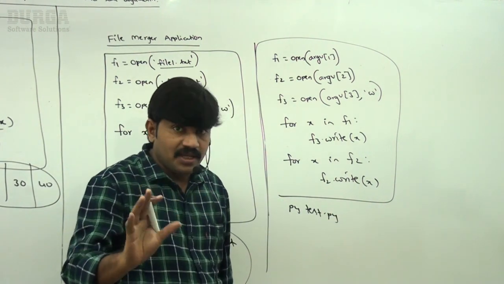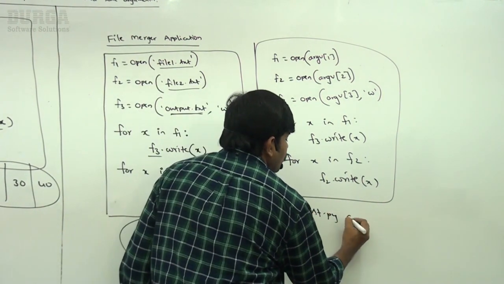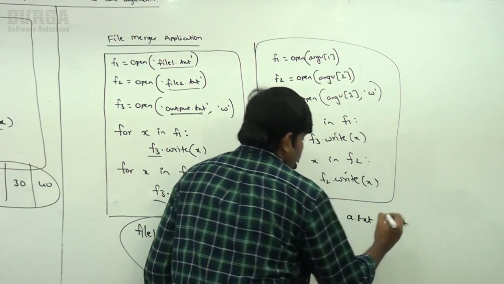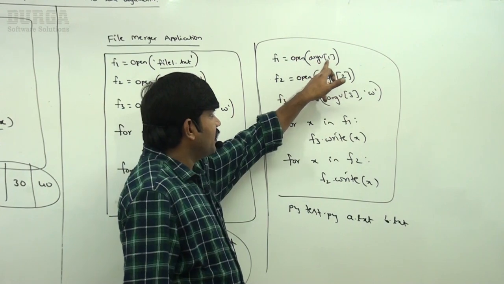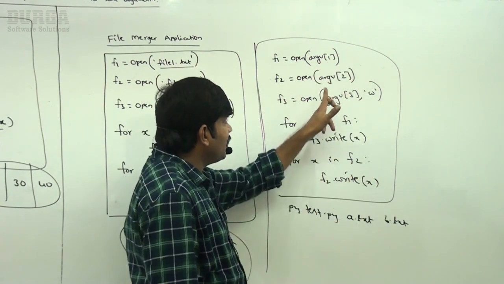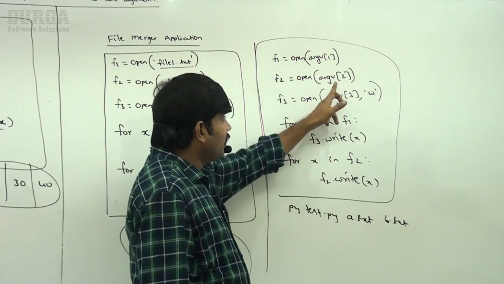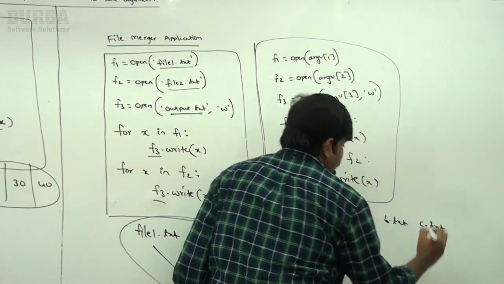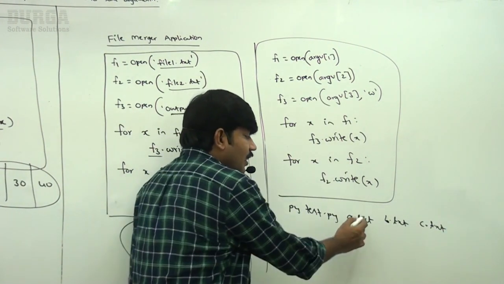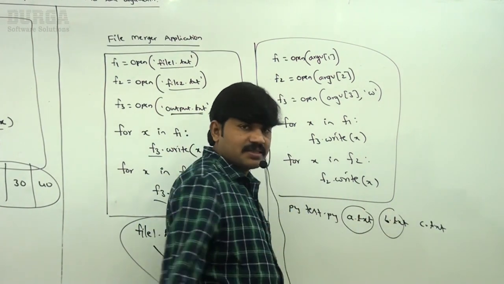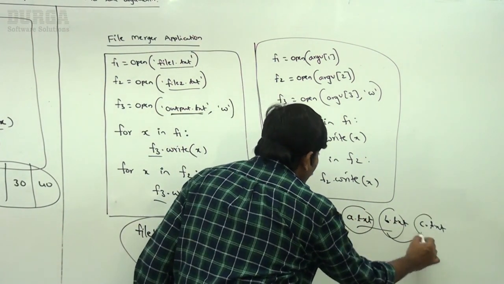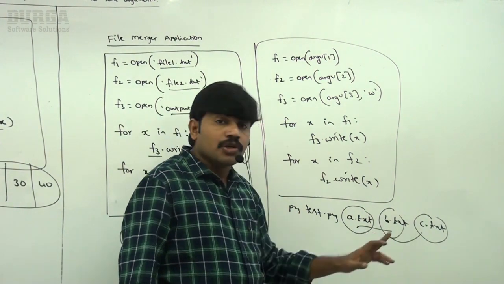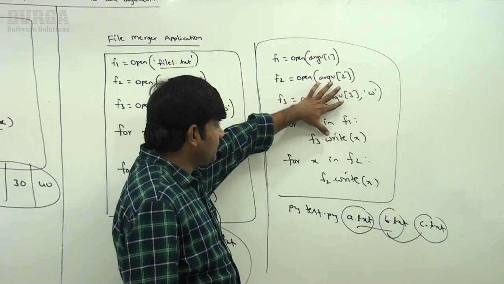What are your input file names? My input file names are a.txt and b.txt. a.txt means argv[1], b.txt means argv[2]. Next, in which file do you want the output? c.txt. So read the data from a.txt and b.txt and write this data to c.txt. Based on your requirement, happily you can provide your own file names. Definitely this program will work.